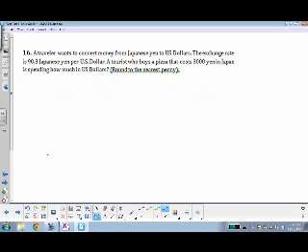Number 16 says, a traveler wants to convert money from Japanese yen to US dollars. The exchange rate is 90.3 Japanese yen per US dollar. A tourist who buys a pizza that costs 3,000 yen in Japan is spending how much in US dollars? Round to the nearest penny.